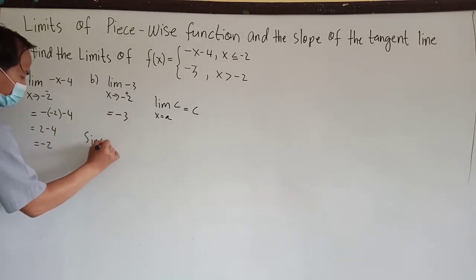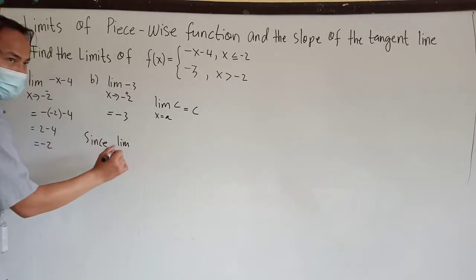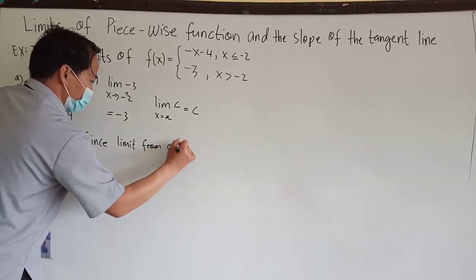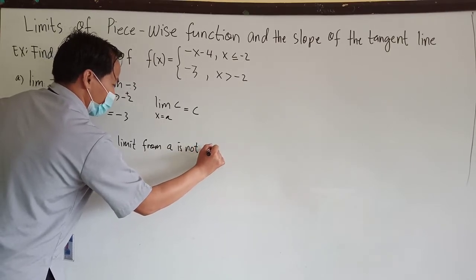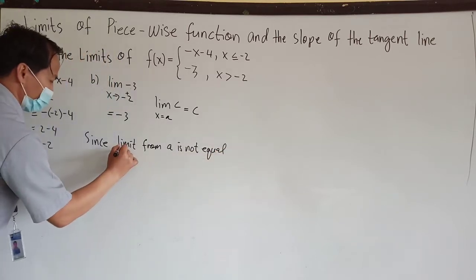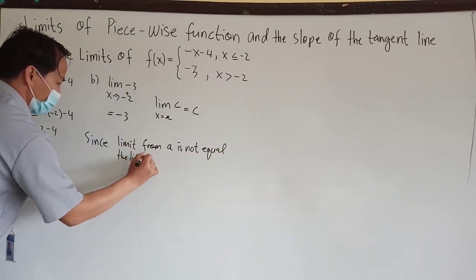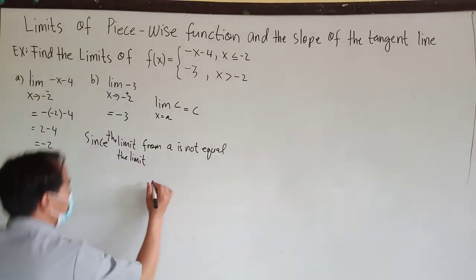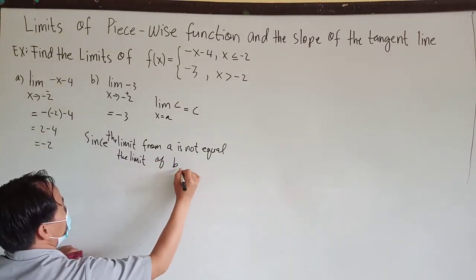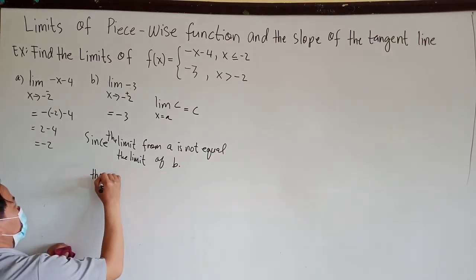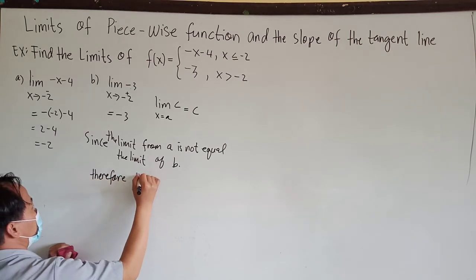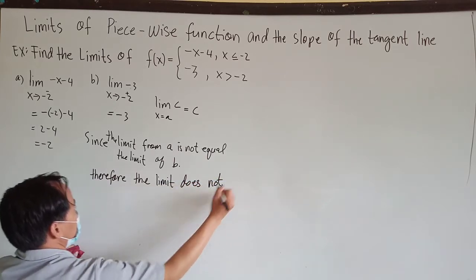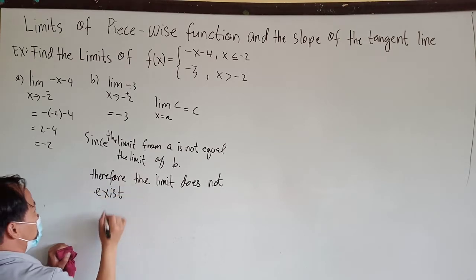Remember that since the limit from A is not equal to the limit from B, therefore the limit does not exist. So very simple.